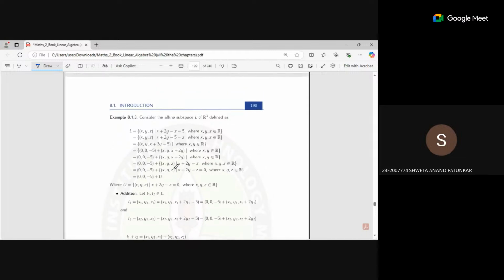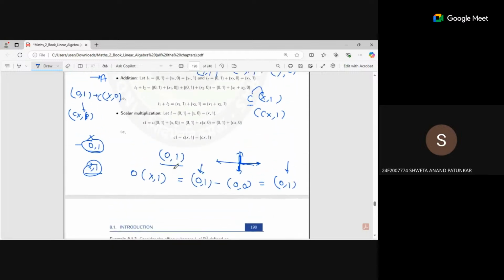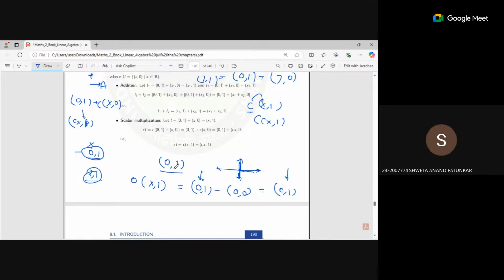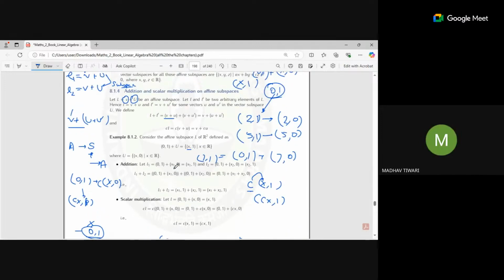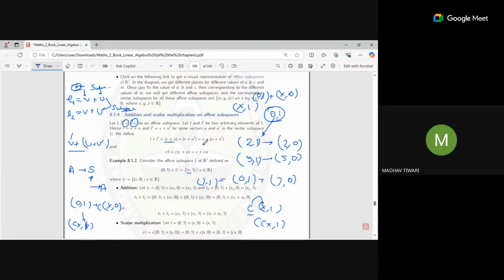Could you please take an example for both scalar multiplication and addition? Okay. Suppose I have an affine subspace of the form (x, 1), and one vector is (2, 1). If I want to add (5, 1) to this, from (2, 1) I remove (0, 1) and get (2, 0), and from (5, 1) I remove (0, 1) and get (5, 0). I add these two points. Now this one is inside my subspace, so I need to convert it into the affine subspace. I again add the part that I removed, so I get (7, 1).